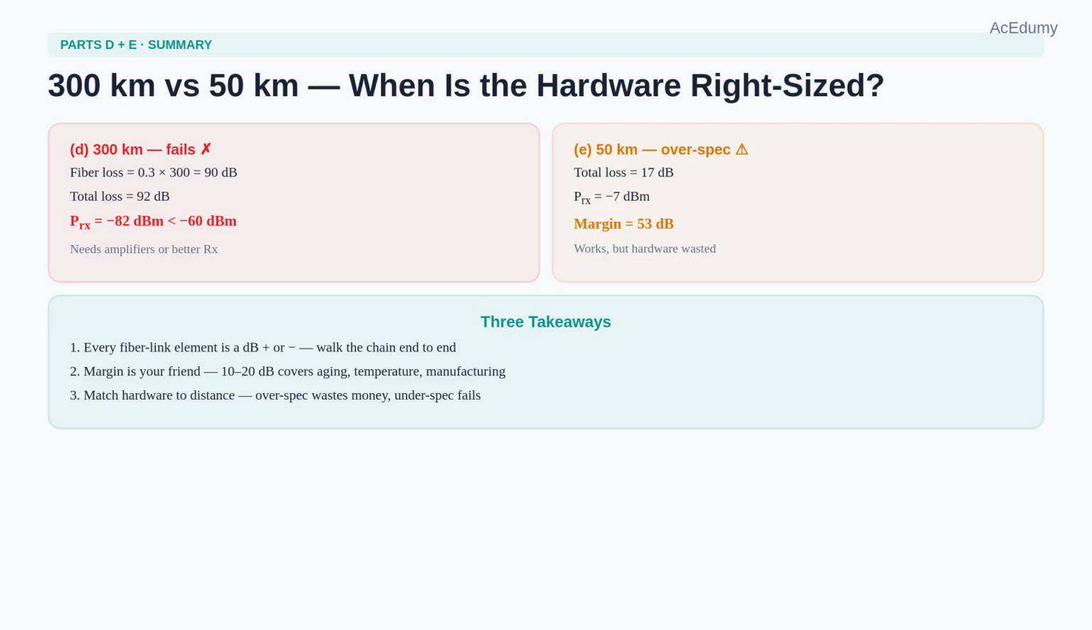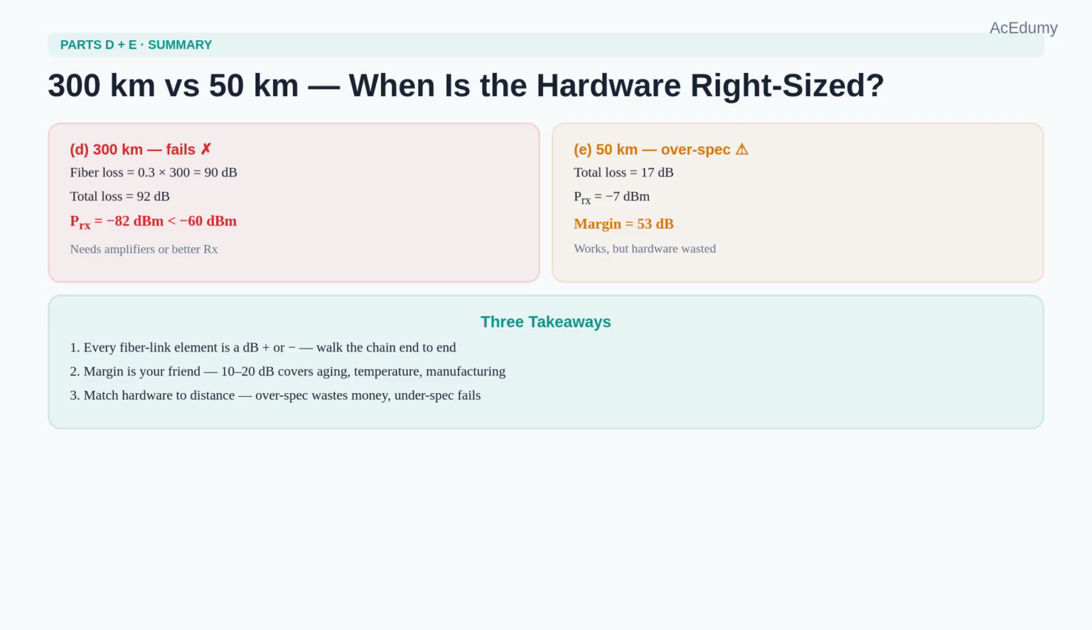Part E. 50 kilometers? Loss is only 15 decibels of fiber plus 2 of connectors, 17 total. Received power would be -7 dBm, 53 decibels of margin, massively overspecified. The link works, but you paid for a laser and receiver you did not need. It is a design mismatch. In engineering, we choose components to fit the distance, not overshoot it.